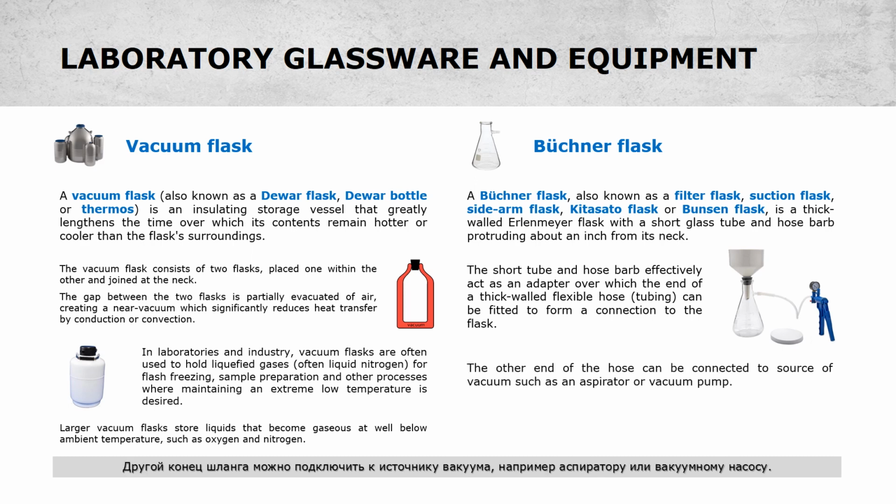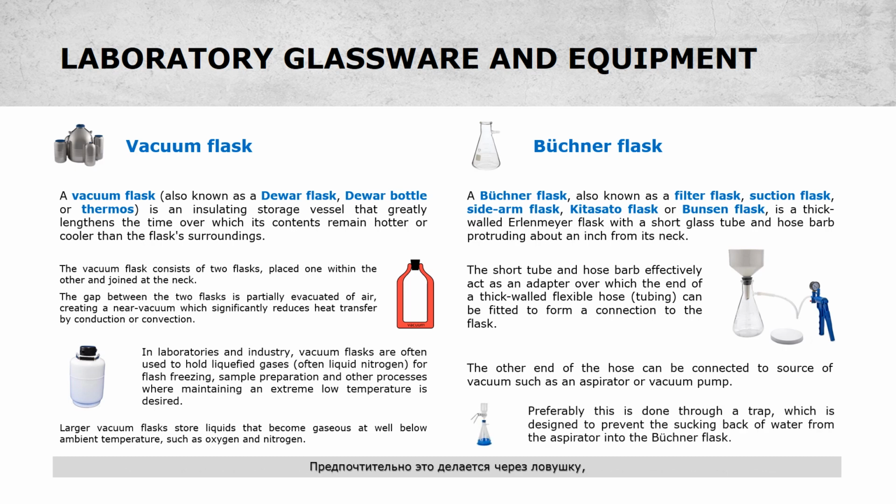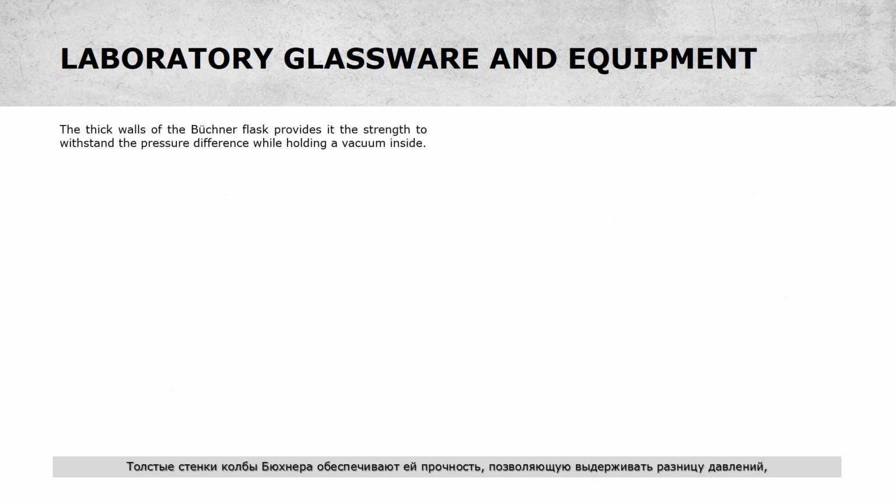The other end of the hose can be connected to a source of vacuum such as an aspirator or vacuum pump. Preferably this is done through a trap, which is designed to prevent the sucking back of water from the aspirator into the Buchner flask. The thick walls of the Buchner flask provide it the strength to withstand the pressure difference while holding a vacuum inside.